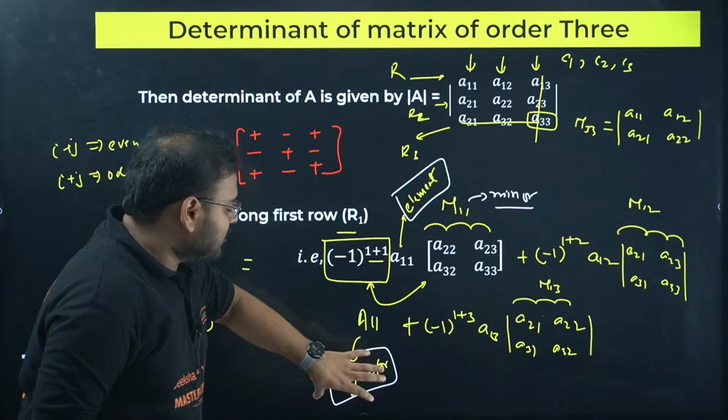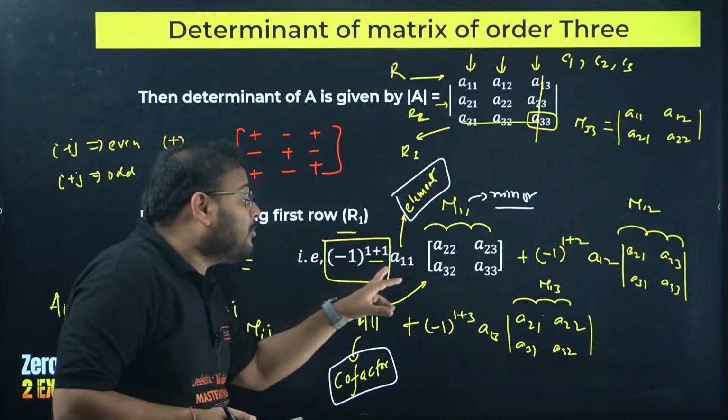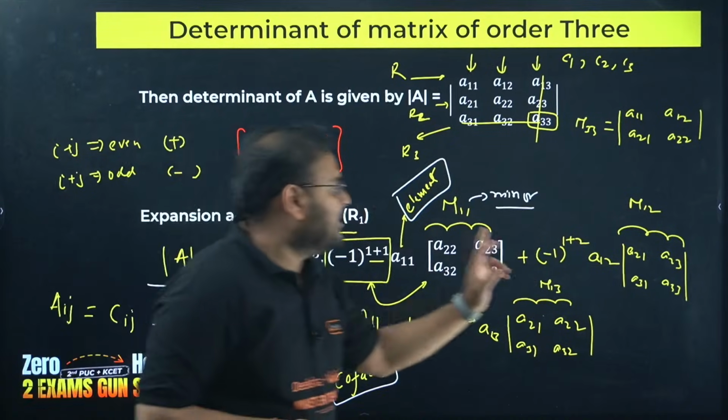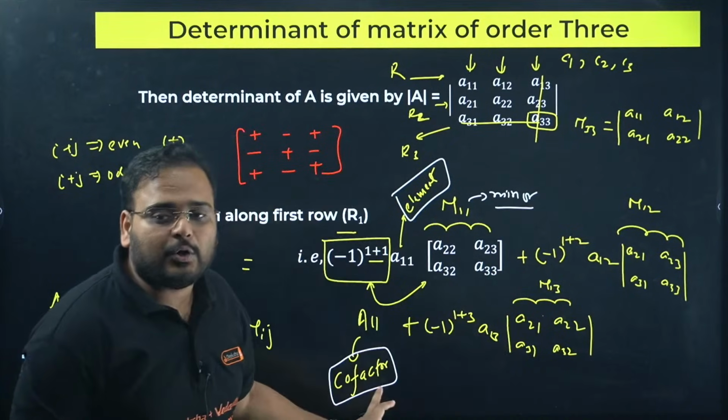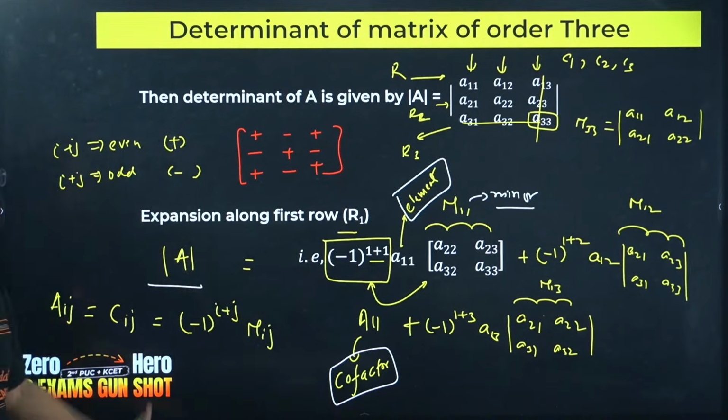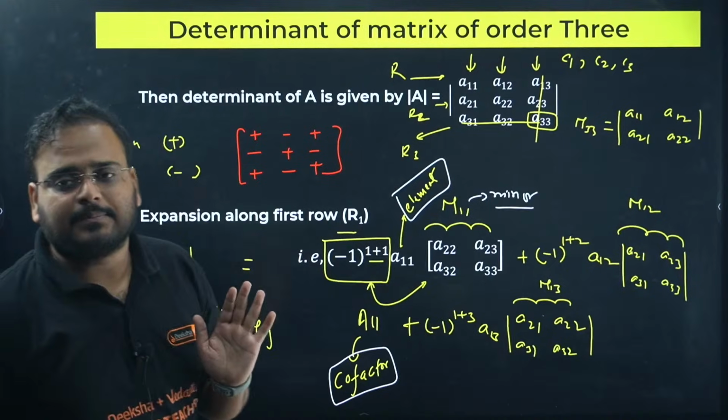Now, the cofactors multiplied with the individual elements of a particular row: small a11, capital A11, small a12, capital A12. The cofactors in that particular row or column will give you the value of the determinant. That I'll teach, don't worry about that.